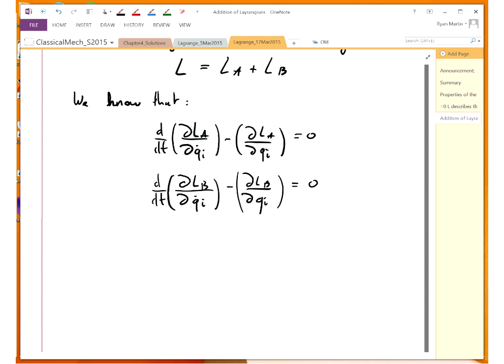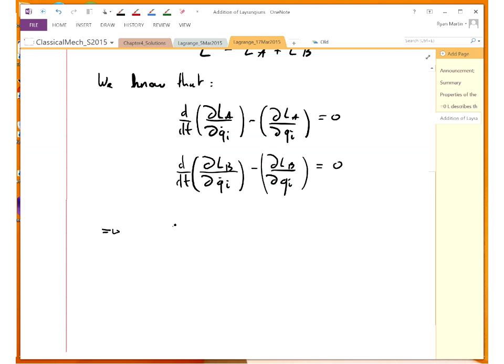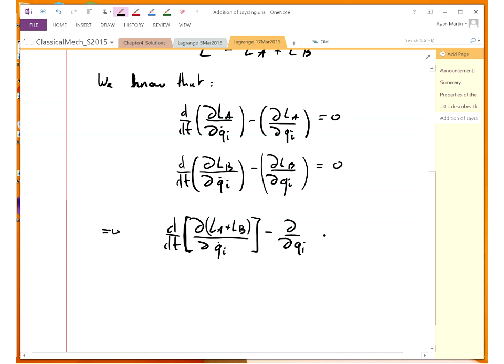So it's obvious that if you add the two equations, because of the property of derivatives, the sum of the derivatives is the derivative of the sum, then it's clear that the function L_A plus L_B also satisfies the Euler-Lagrange equation. So we have d/dt of ∂(L_A plus L_B)/∂q_i dot minus ∂/∂q_i of (L_A plus L_B) equals 0.